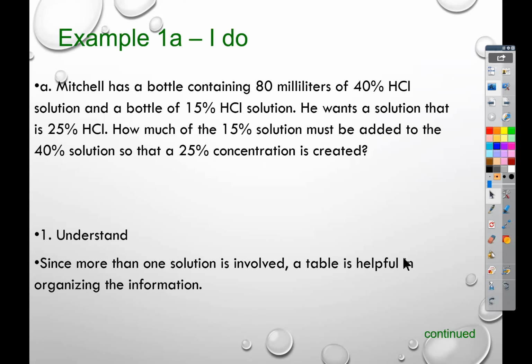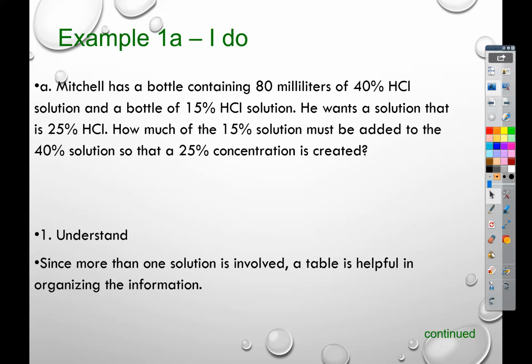Okay, example 1 says Mitchell has a bottle containing 80 milliliters of 40% HCl, I don't remember what that is, hydrogen chloride, I'm sorry, hydrogen chloride solution and a bottle of 15% hydrogen chloride solution. He wants a solution that is 25% hydrogen chloride. How much of the 15% solution must be added to the 40% solution so that a 25% concentration is created?